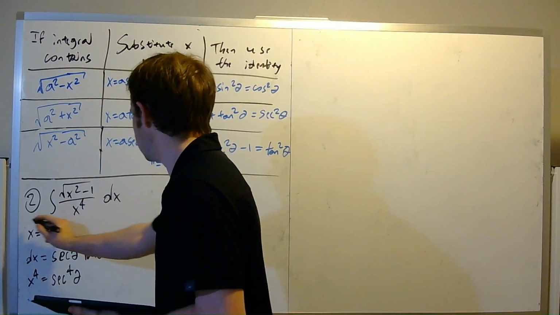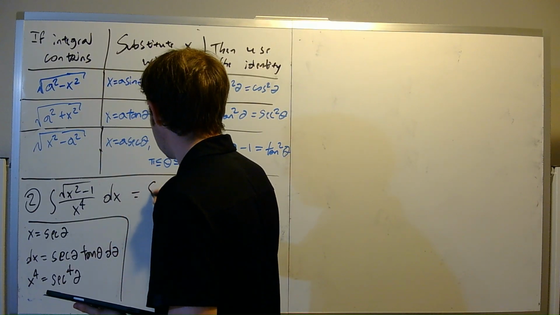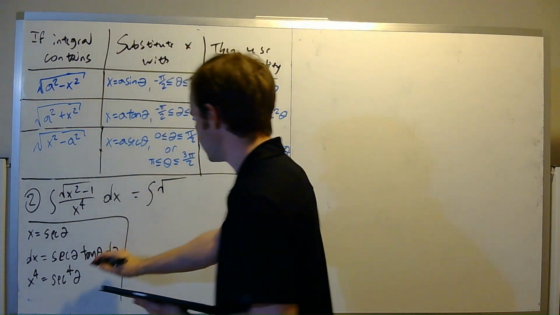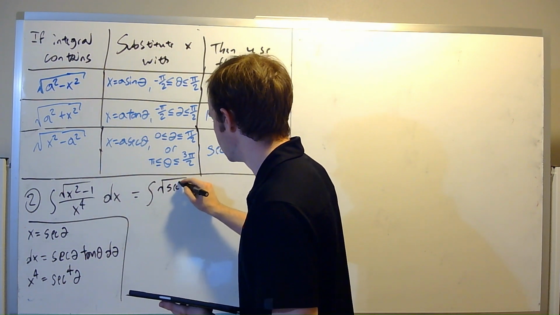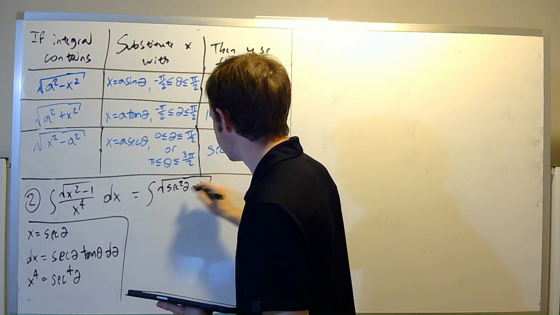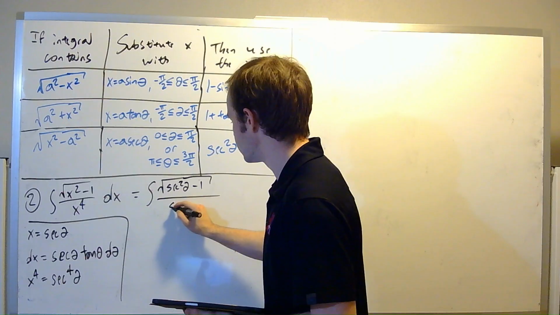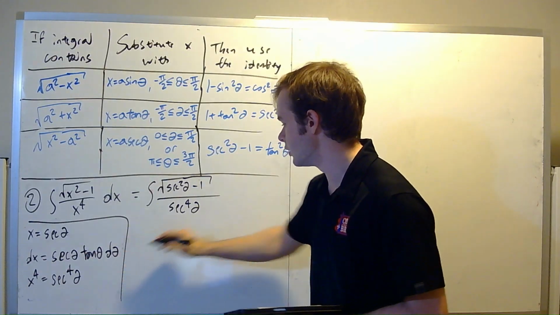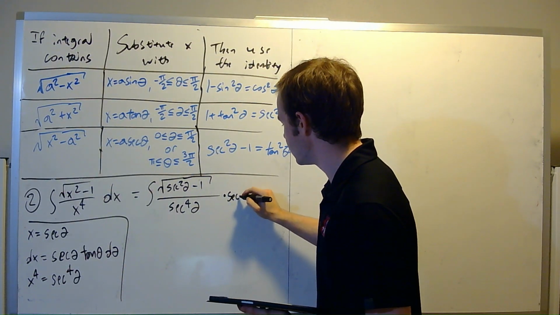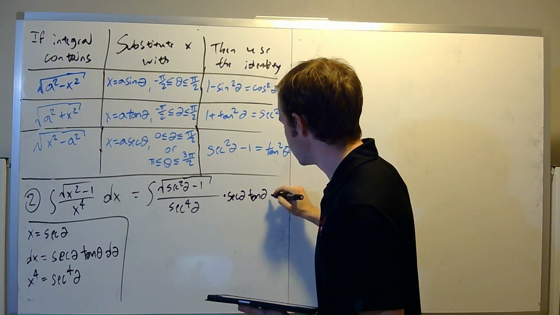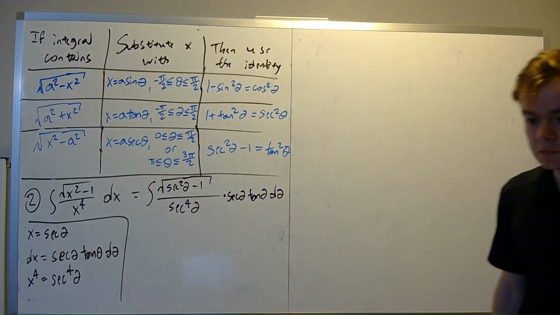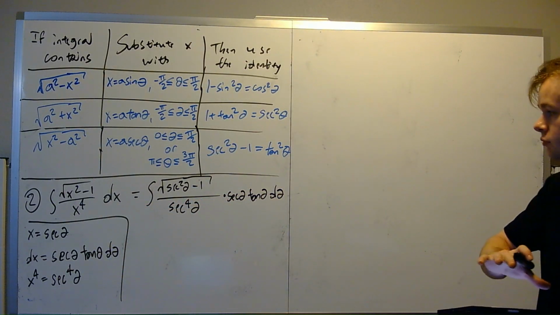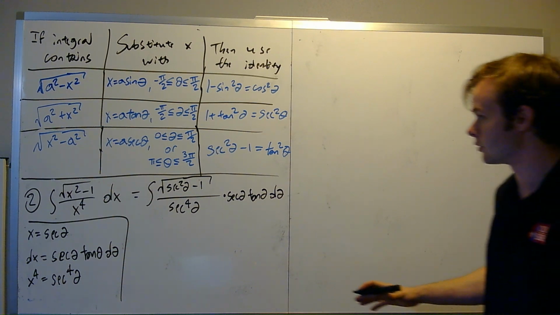So using this information, we're going to have that the integral of this is equal to the integral of the square root of, we said x squared would be secant squared theta minus 1, over x to the 4th, which was secant to the 4th of theta, and then dx we said becomes times secant theta tangent theta d theta. Okay, so now we've rewritten this whole integral in terms of thetas, and our whole goal is just to simplify this thing further.